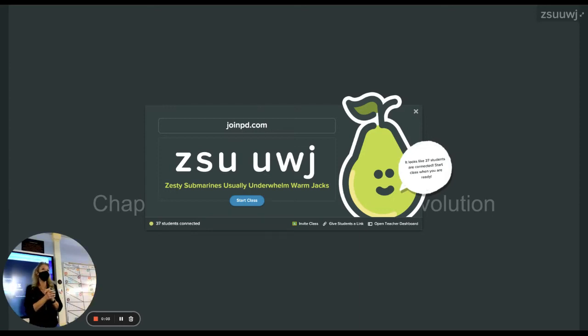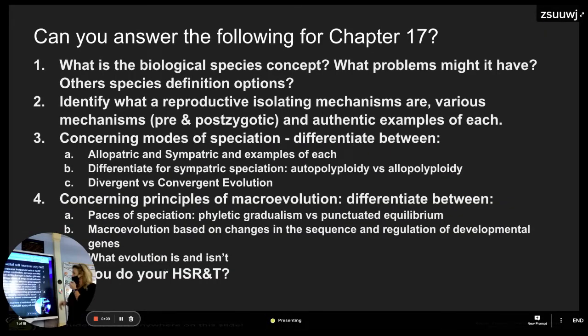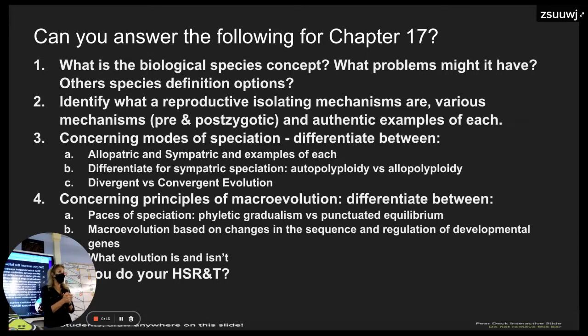Hi, I am Miss Sloan, and this is APBio, and we are reviewing Chapter 17, Speciation and Macroevolution. Here are the big ticket items that you can read through. Just take a quick minute and skim them, please.